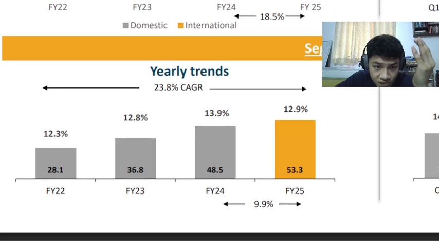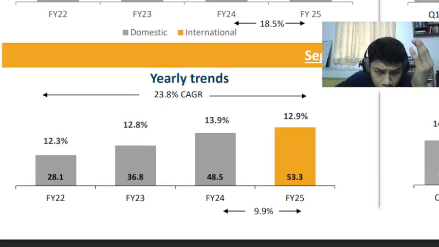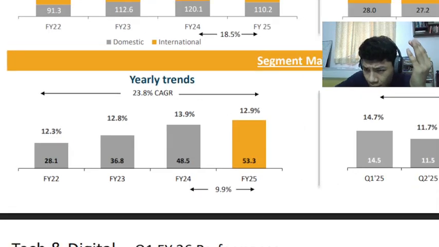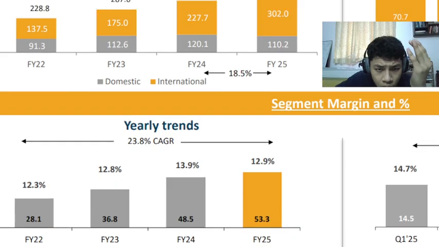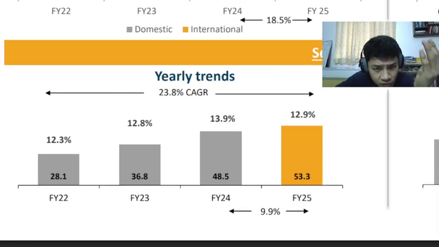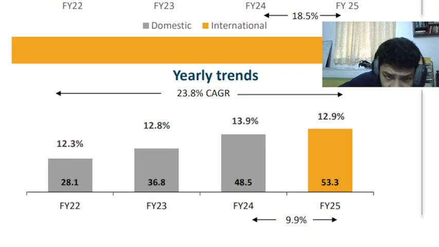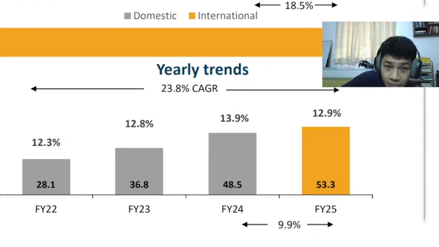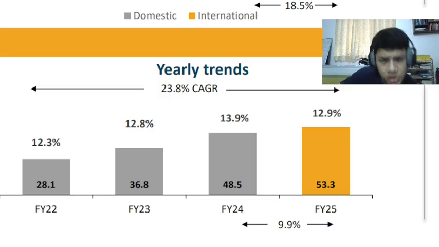And if you talk about this, I believe this is the EBITDA. No, hold up. What is this? I think this is the net profit margin. 53.3 crores came from BPM alone. All right. 23.8% growth CAGR. Nice. Here we have the margins also, 12.9%. I think this is the net profit margin.